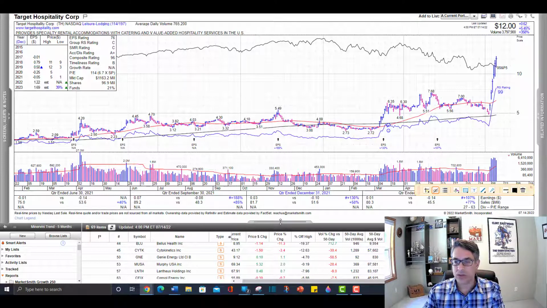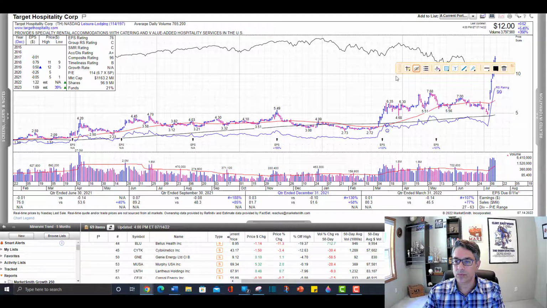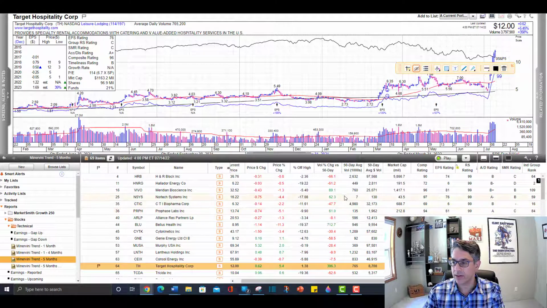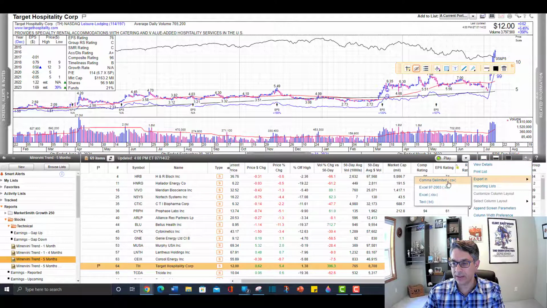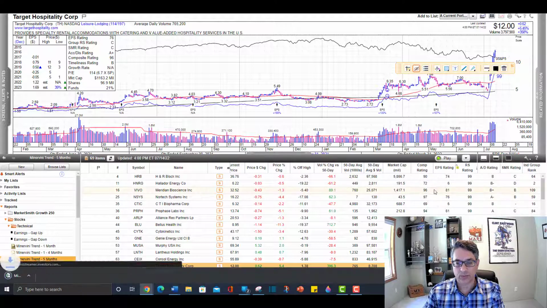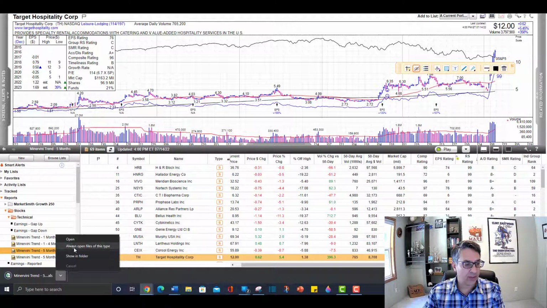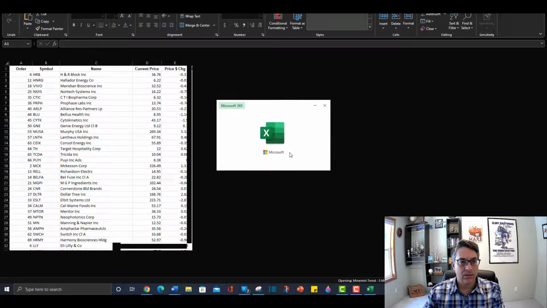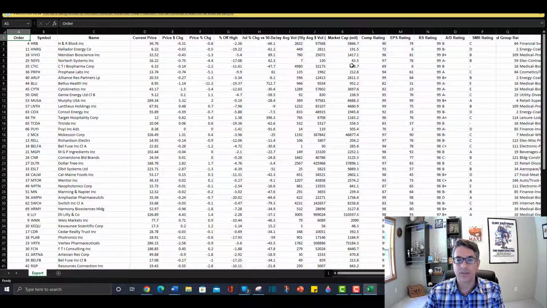Or another thing you can do, I actually like to look at my charts in StockCharts better. I just like the look of the charts, and the annotation service is better. So what I can do is I can click the little wrench here. I can go export in Excel like so. And then I can open this Excel template, and there they are.